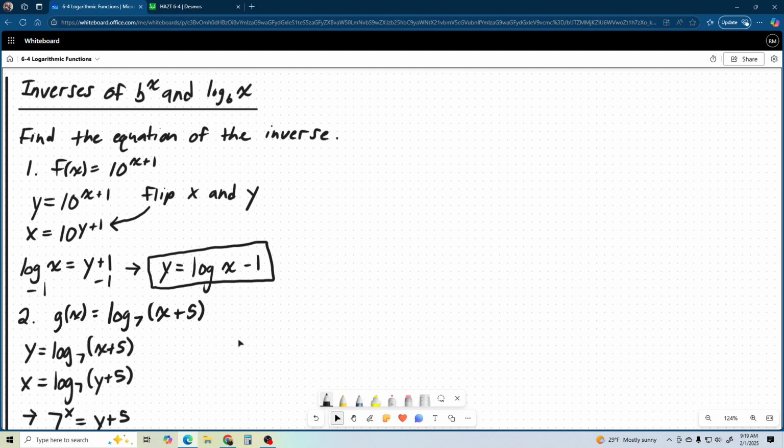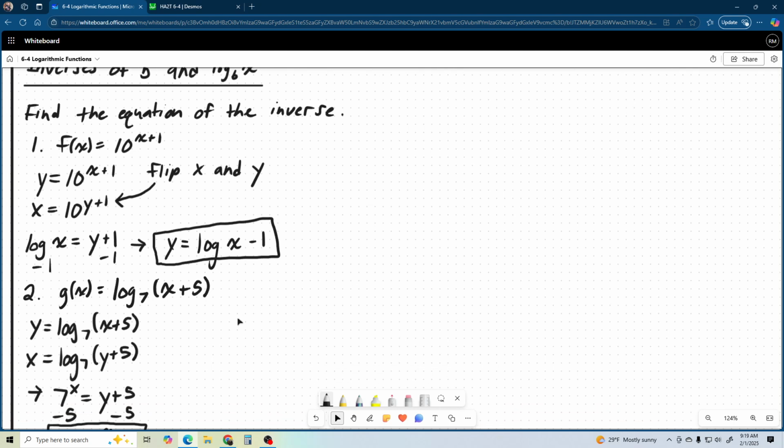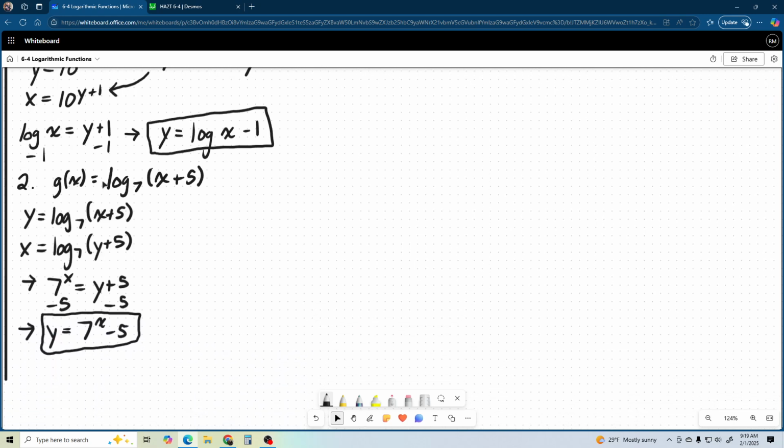All right, let's do the same thing. Remember, turn our g of x into y, flip the x and y, solve back for y. That's how you find an inverse. So let's try that for number 2. g of x equals log base 7 of x plus 5.